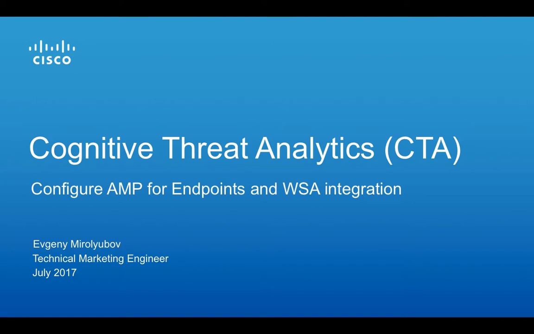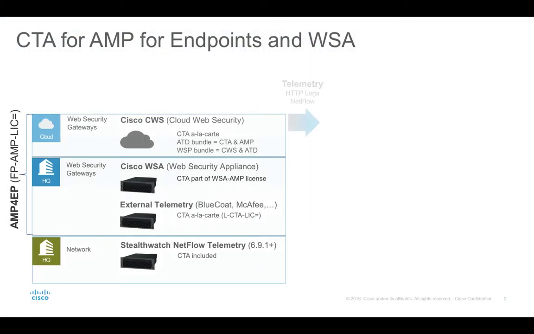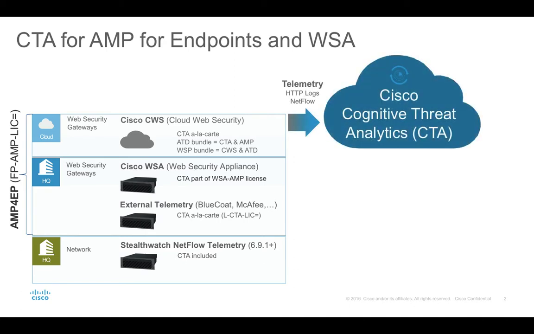In this video we are going to have a look at how to provision Cisco Cognitive Threat Analytics account from the Endpoints console, as well as how to configure your web proxy to send web access log data to CTA Cloud for analysis. Cognitive Threat Analytics is a breach detection technology that works by analyzing telemetry from supported web proxies, such as Cisco Web Security Appliance, as well as other third-party proxies.